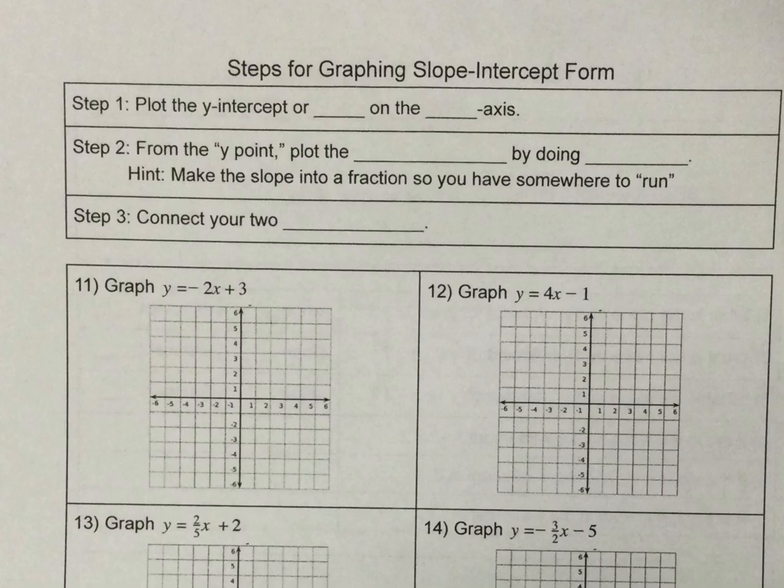We're going to do the same thing we were just doing, except this time, instead of looking at a graph and writing the equation, we're going to get the equation and draw the graph. It has 3 steps. First, we're going to plot the y-intercept, or what b is on the y-axis. From the y-point, we'll plot the slope by doing rise over run, and then you'll connect your 2 dots. So those are the 3 steps. So let's look at number 11.